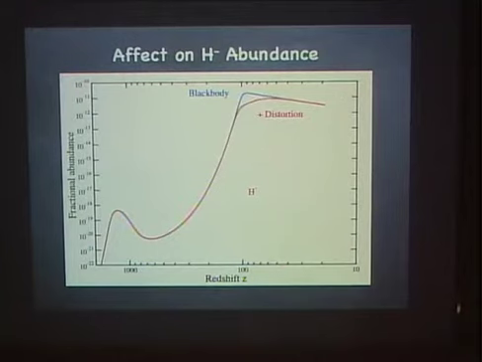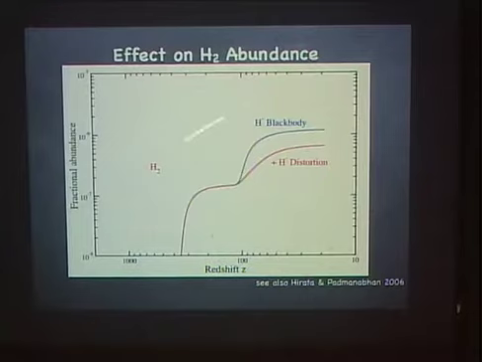Well, that's interesting, but what does it do to H2? Here's a plot of the H2 fractional abundance versus redshift again, and I just zoomed in on the later redshifts. The blue curve again is if we just have H- black body detachment, and we go to abundances of about 10⁻⁶. If we add in the distortion photons, we can see that we drop by more than a factor of 2.